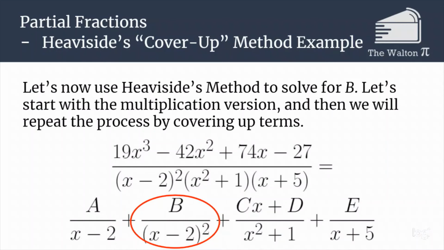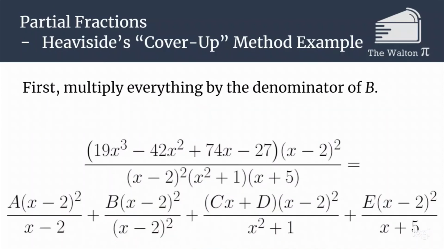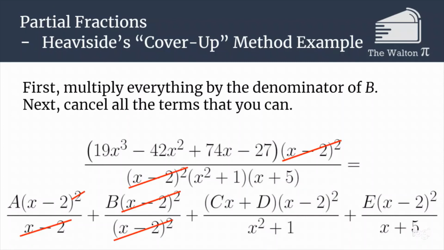So we are going to go through and do the multiplication version first, and then we are going to cover up terms and show the cover-up version of this same method. So first, multiply everything by the denominator of b, which is x minus 2 squared, and then we are going to be able to cancel out quite a bit of stuff.